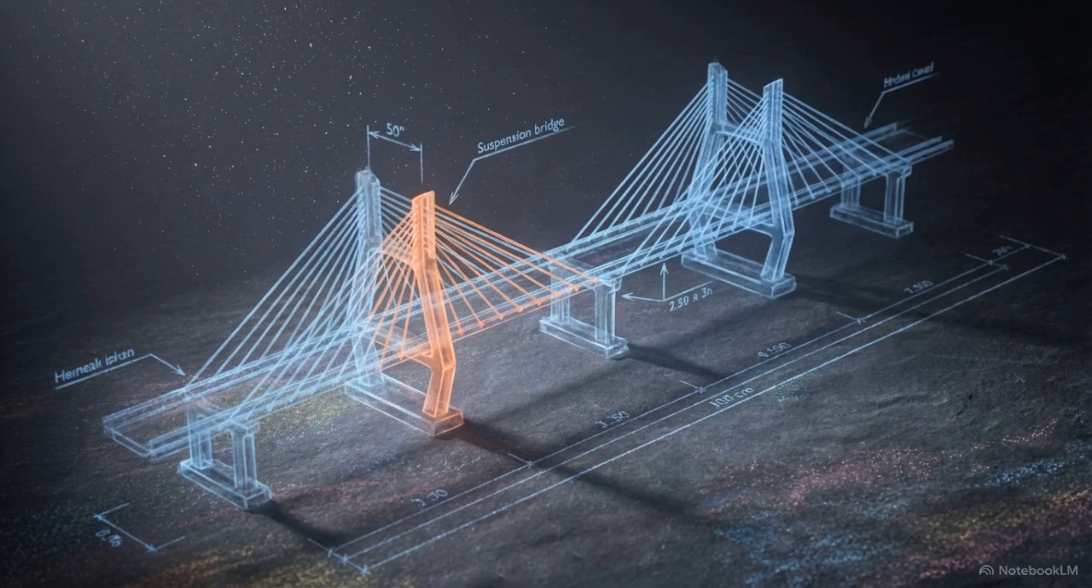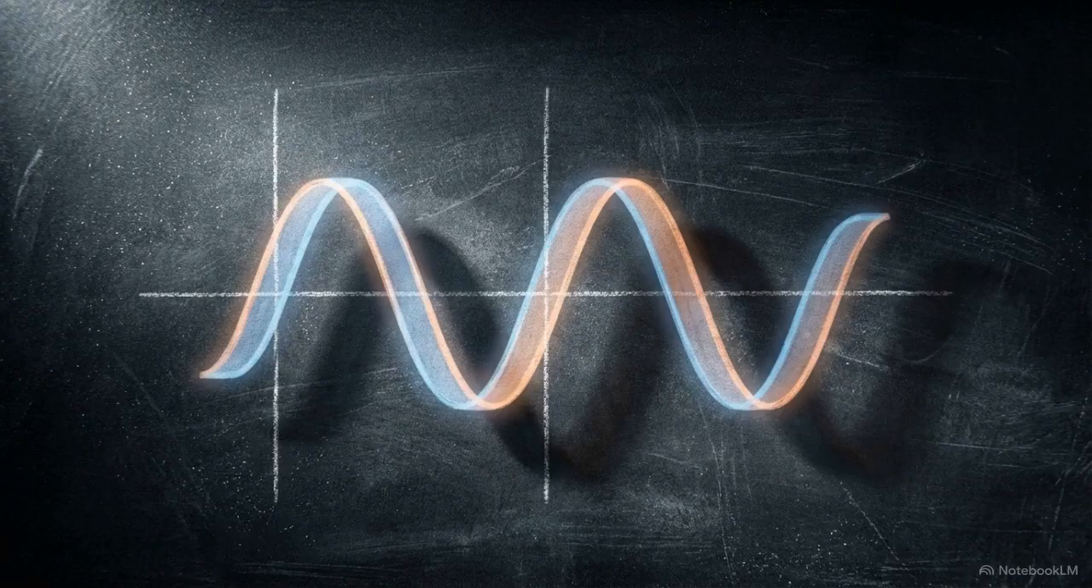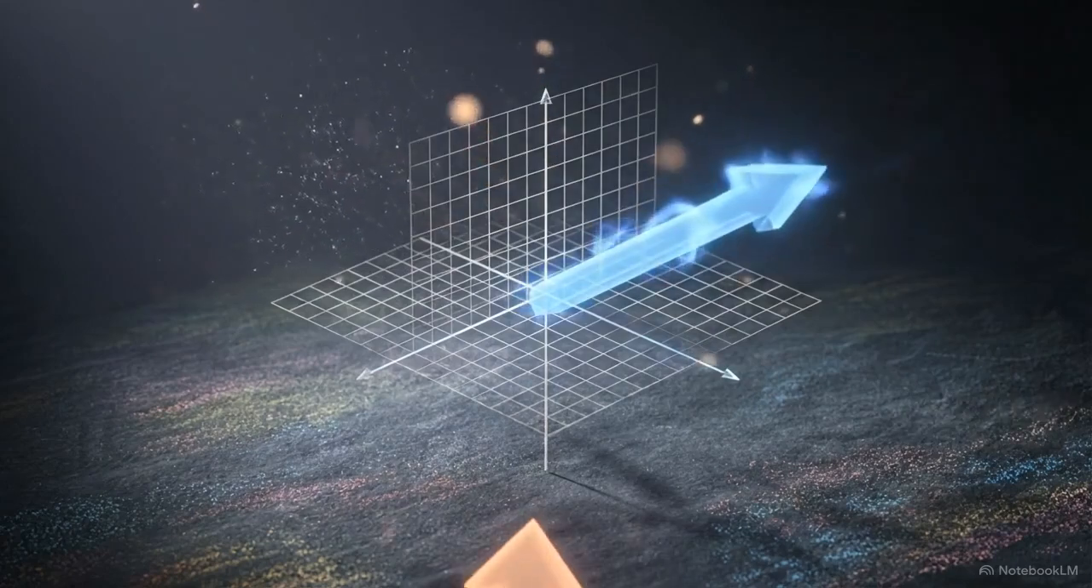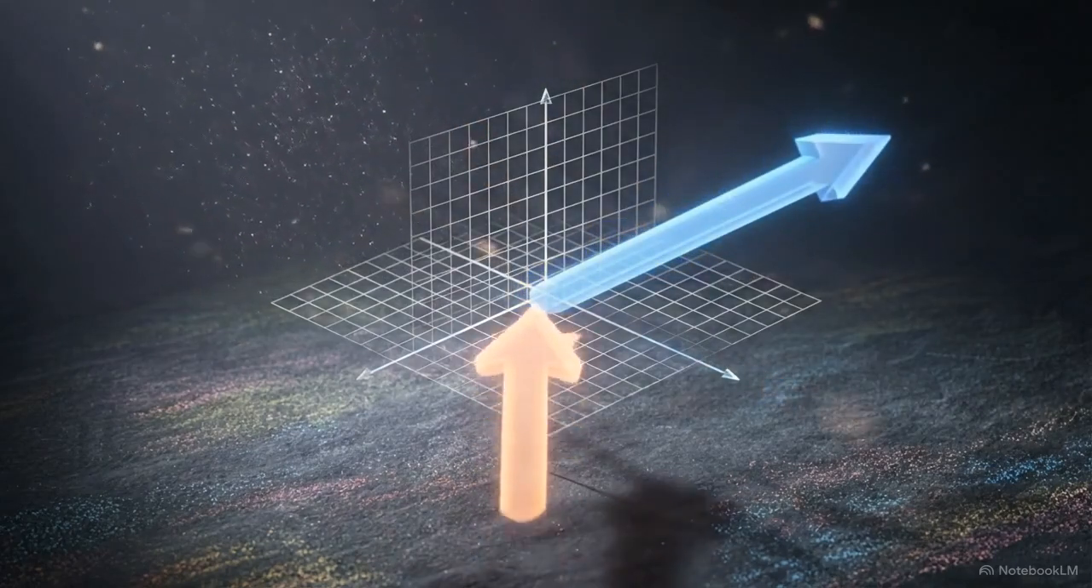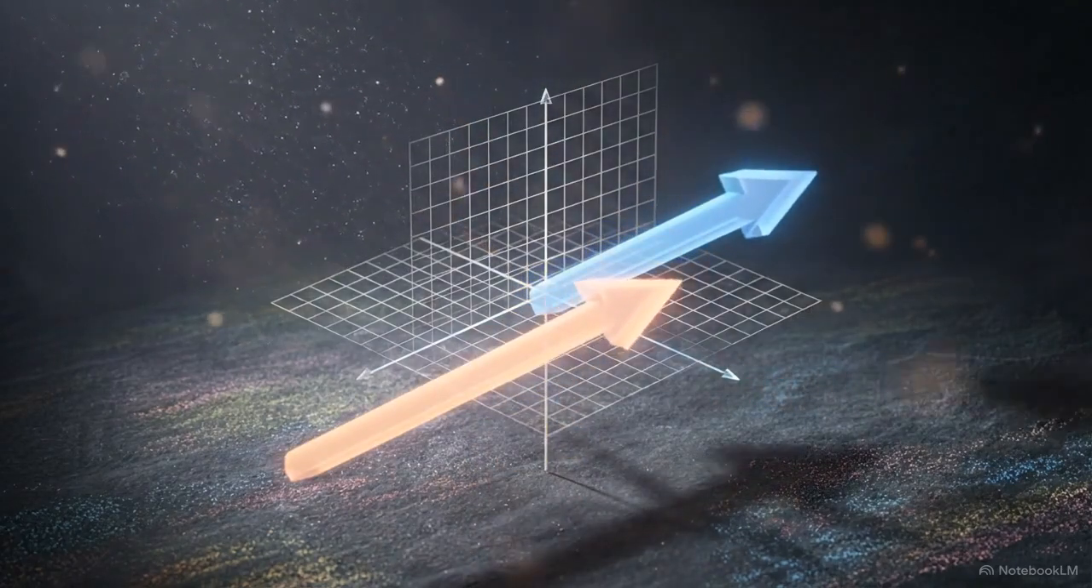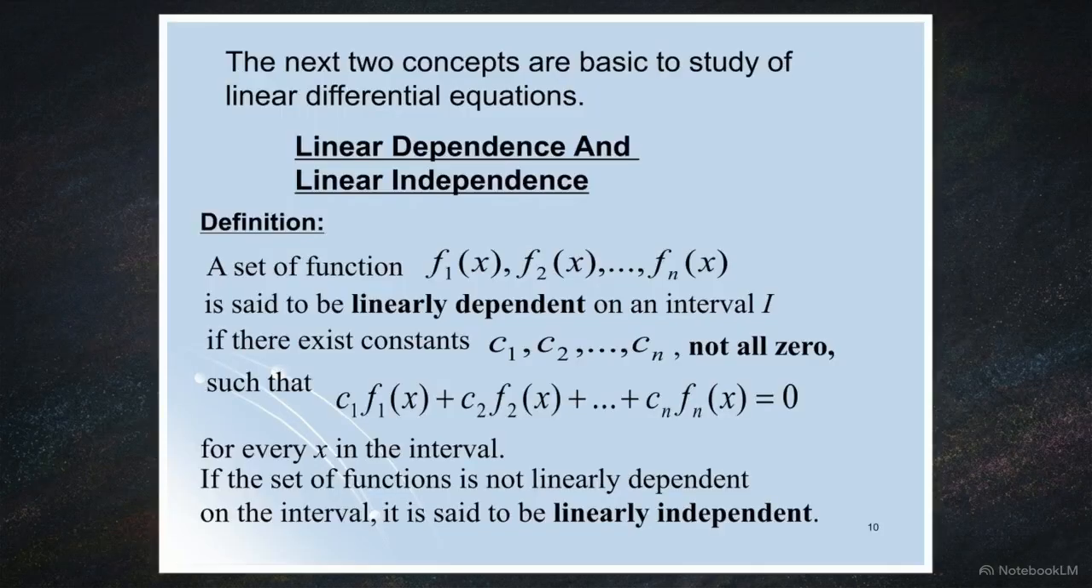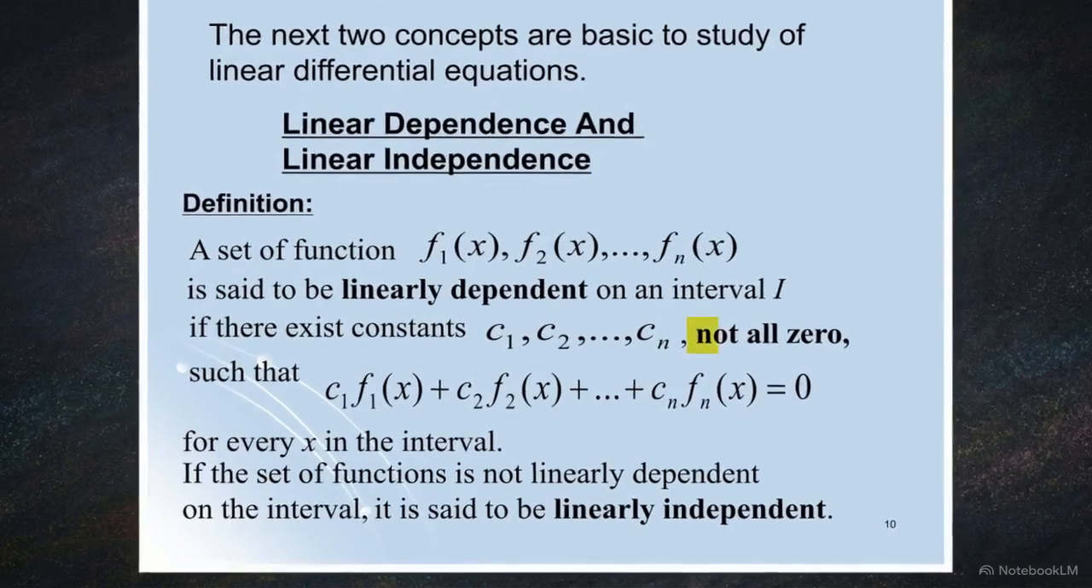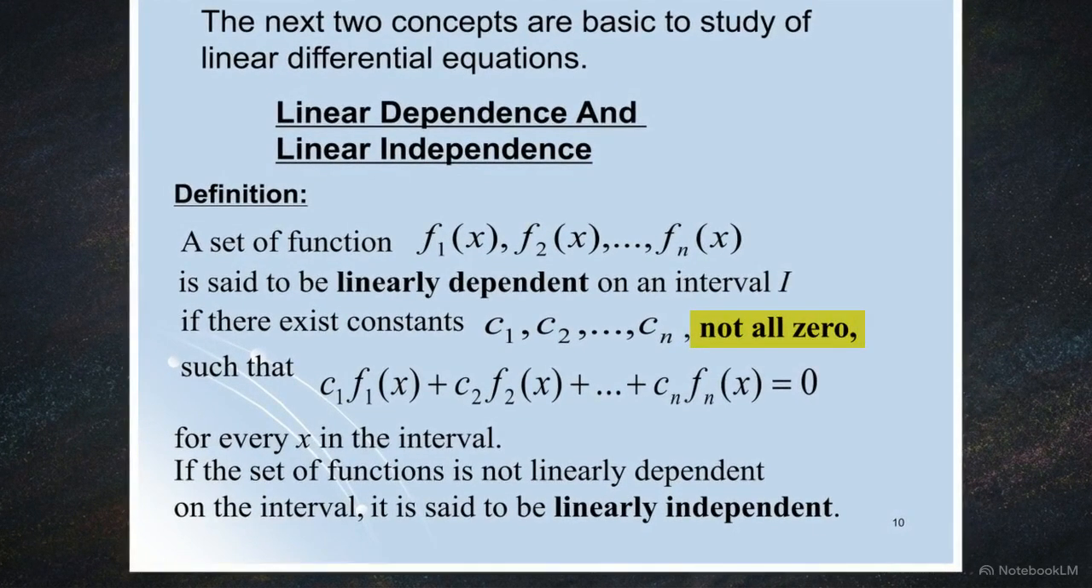Each building block must contribute unique information to the system. The superposition principle fails if the solutions we choose are mathematically redundant. If we attempt to combine functions that contain the same data, we lose the ability to describe the system's full range of motion. This redundancy is called linear dependence. As defined here, a set of functions is linearly dependent if at least one of them can be expressed as a combination of the others. Effectively, one function is hidden within the information provided by the rest.